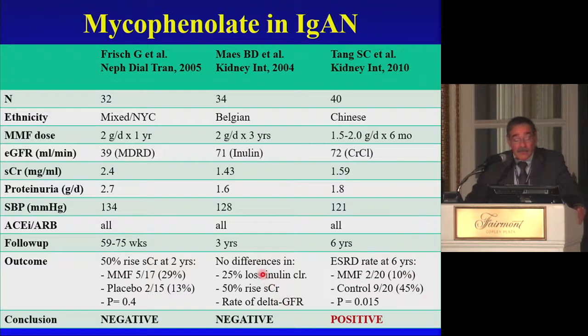In Mises' study, there was absolutely no difference. What's the difference between these studies? The population. The only thing you can say is, this is a Belgian population, this is a Chinese population, maybe they behave differently, or maybe it's because all of these studies are grossly underpowered. You're talking about 30, 40 patients in a study, and anything can happen when you have numbers that low. So it doesn't speak in favor of MMF, but it doesn't speak against MMF. It turns out it's neutral for MMF at this point. We don't know if it would make a difference or not.